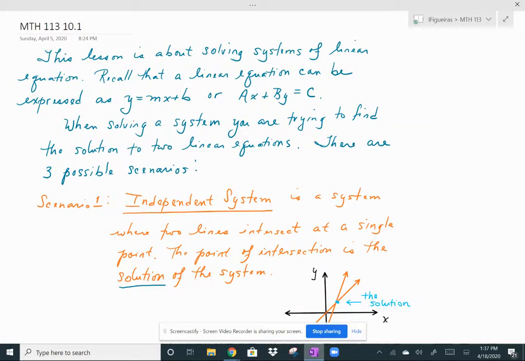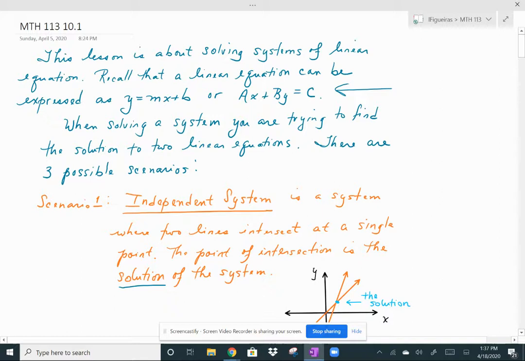Hi, this lesson is about solving systems of linear equations. Remember, a linear equation can be expressed in one of two ways. First way is what we call slope-intercept form, y equals mx plus b, or this general form of ax plus by equals c, where your x and y variables are on the same side.